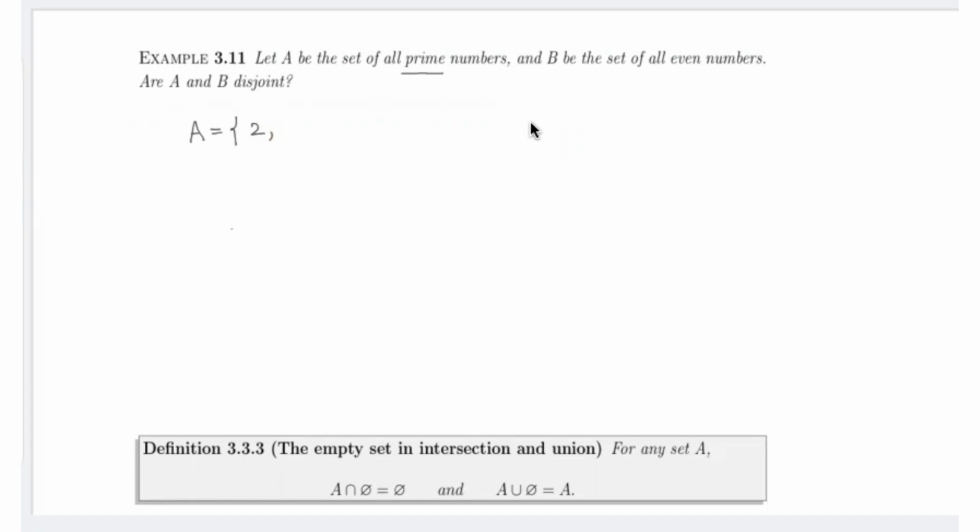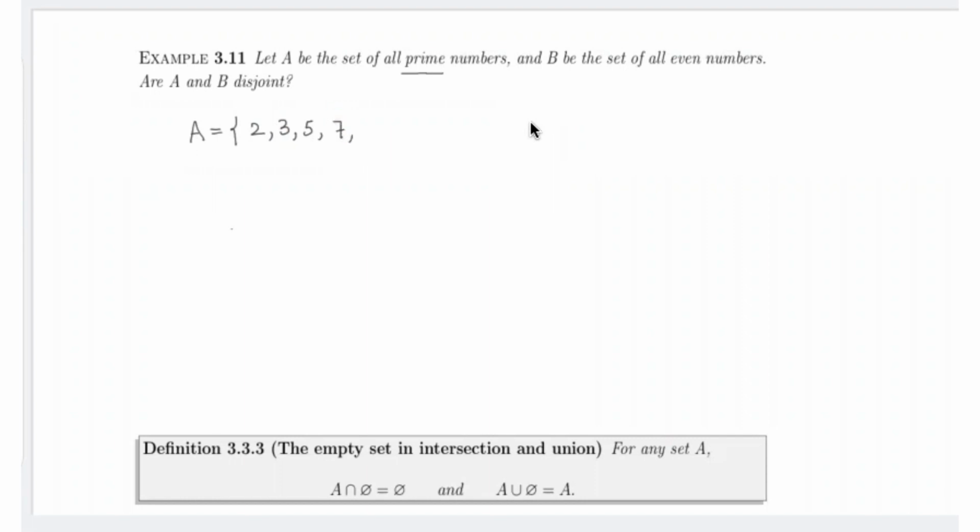Wait, so is it all numbers? Then three? Yeah, 3. 4 is not a prime number because 4 is divisible by 2. 2 is not the number itself, right? So 4 is not a prime number. 5 is a prime number. 6 is not a prime number. 6 is divisible by 2 and by 3. 7 is a prime number. Okay, I got it.